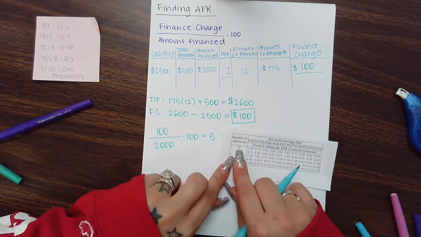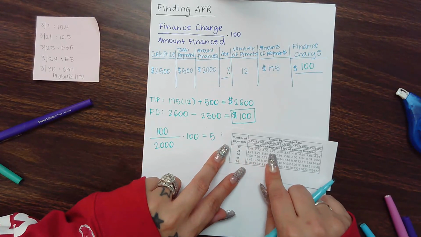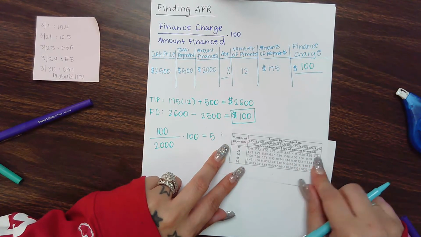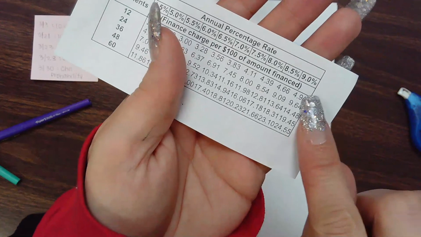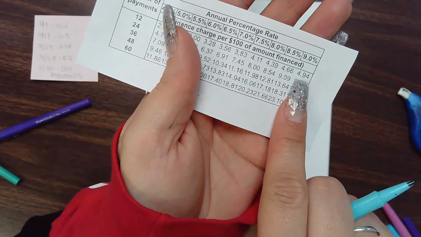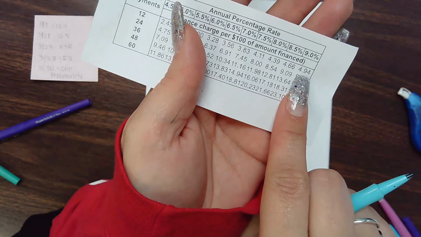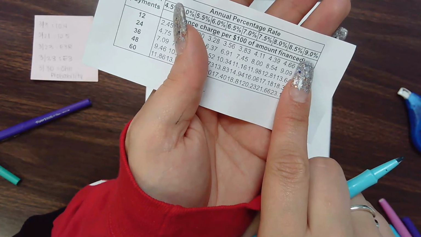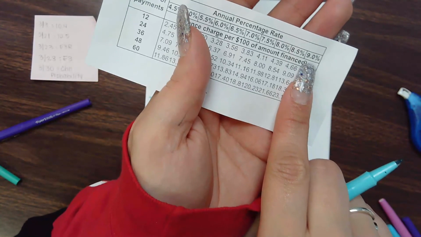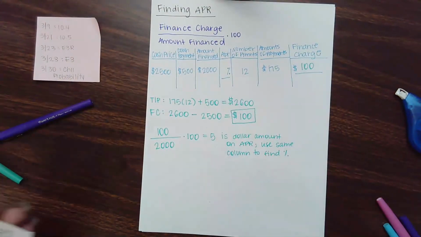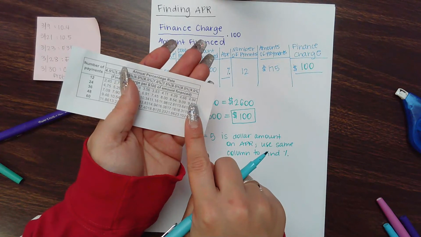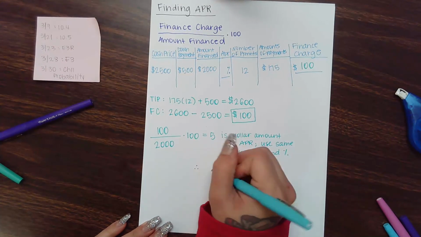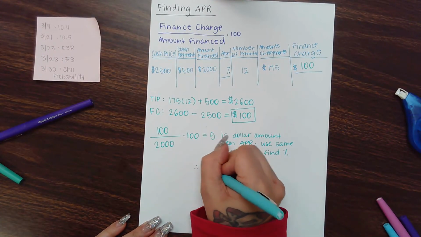So go to 12 and go all the way over until you get to a number that's the closest to five without going over. And that's this very last value at the end. This 494, boom, right there. See it? Okay. That is the closest thing I can get to five without going over. So the actual annual percentage rate that I'm being charged is 9%. That's the actual answer. This gives you the dollar amount, you find it, and then wherever you end up, you use that same column to figure out what your rate is. So therefore, the APR is 9%.